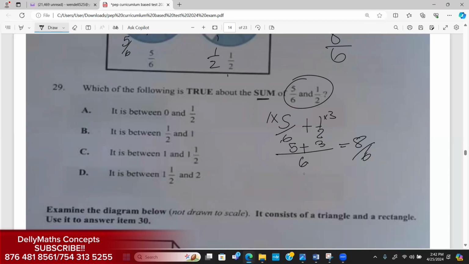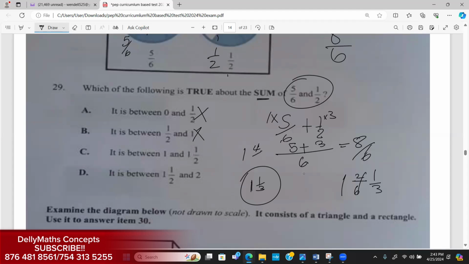Now, 8 over 6, take a look at this. 6 into 8 is 1 time, with 2 over 6 left. So when you simplify this, you get 1 and 1/3. This is what it really is. Now, which one of these is true? 1 and 1/3. Can't be this. Can't be this. It has to be over 1, but it must be less than 1.5, because 1.5 is 1 and a half.